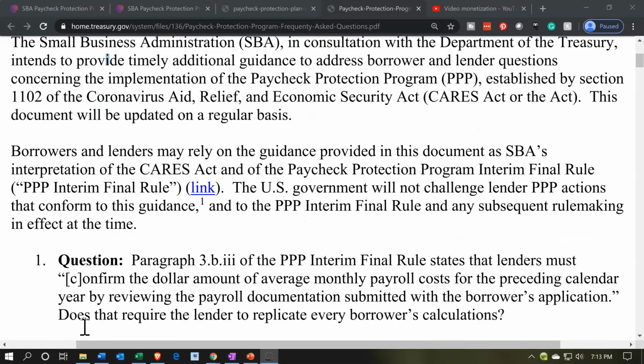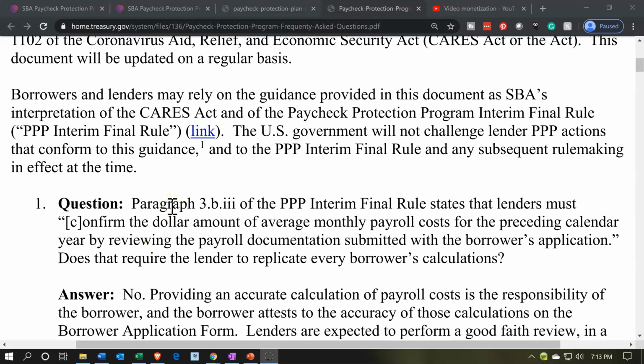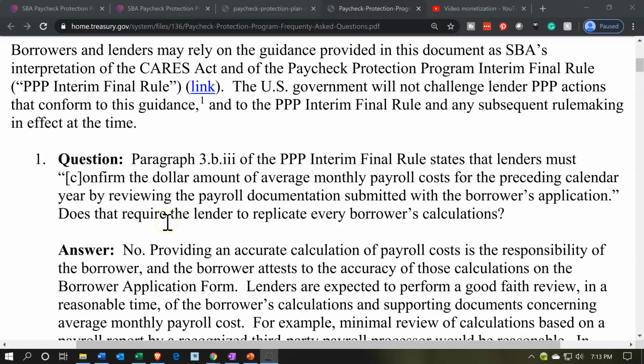This document will be updated on a regular basis. Borrowers and lenders may rely on guidance provided in this document as SBA's interpretation of the CARES Act and the Paycheck Protection Program Interim Final Rule, PPP Interim Final Rule. You can find that item at a link here. The U.S. government will not challenge lender PPP actions that conform to this guidance and to the PPP Interim Final Rule and any subsequent rulemaking in effect at the time.